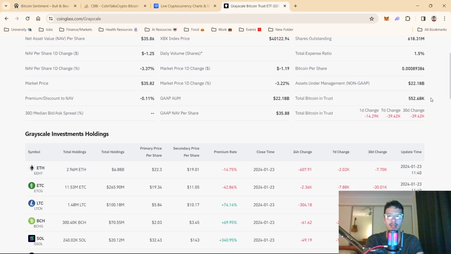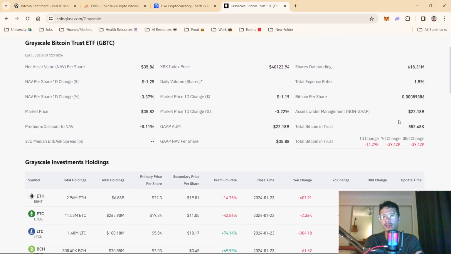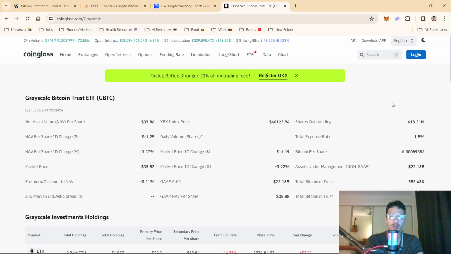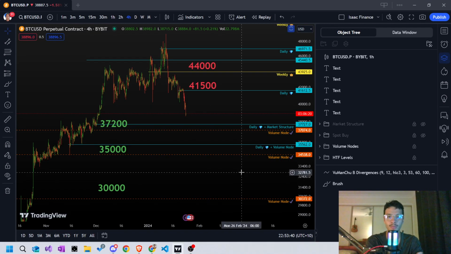It really just depends if they start selling it. And that's a lot of Bitcoin. It's a lot of assets that could be dumped in the market and suppress price for actually quite a long time if they want to. I just want to point that out to you guys.